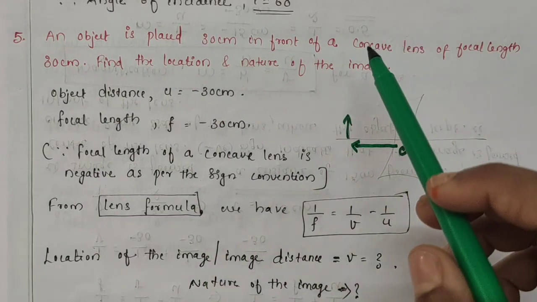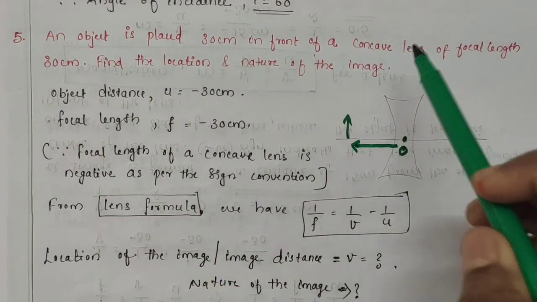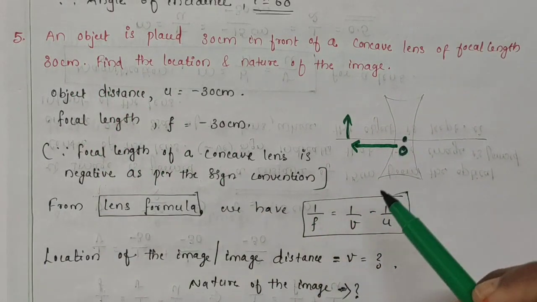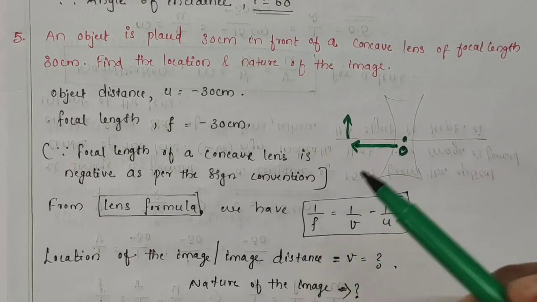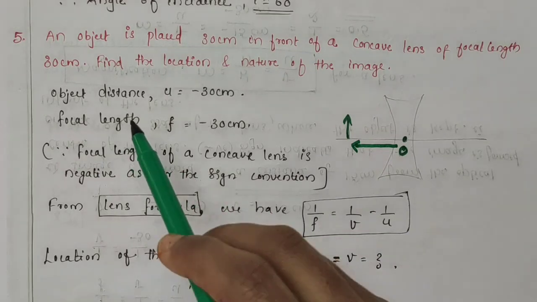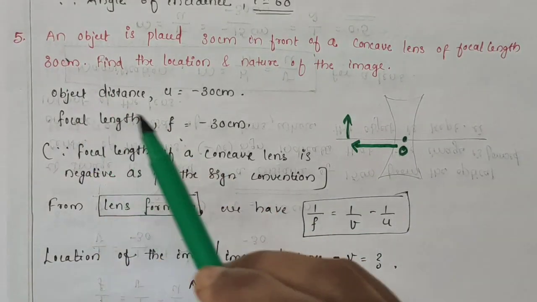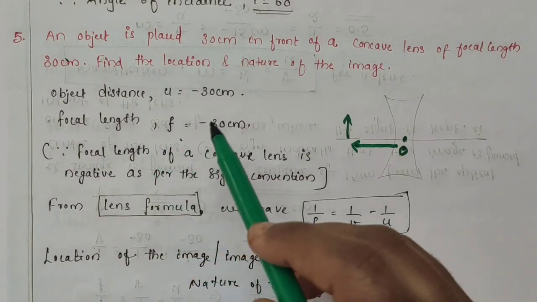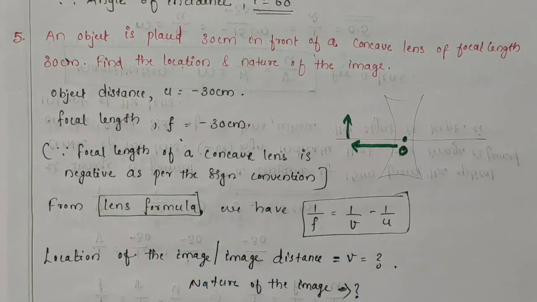Then the focal length of this concave lens is given as 30 centimeters. See, the focal length of a convex lens is positive. The focal length of a concave lens is negative. So the focal length f must be taken as minus 30 centimeters. If you simply take it as plus 30 centimeters, you would get a wrong answer. Don't forget to apply sign conventions here. So as per the sign convention, the focal length of a concave lens is negative. So f is equal to minus 30 centimeters.